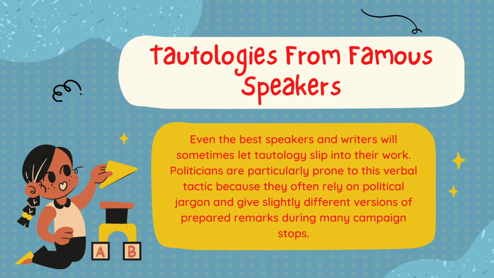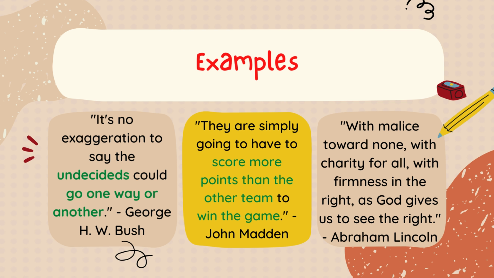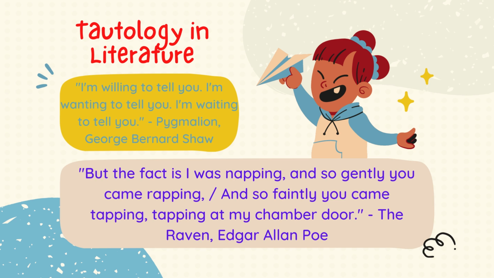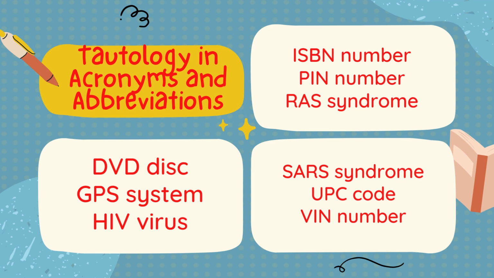Now we have here tautologies. Toward none and charity for all. Tautology in literature is the same. We have discovered by Pooh. Pooh found it. When you say discovered, we refer to something that has been found. And to be or not to be, that is the question by William Shakespeare, a famous phrase from Hamlet. We have, I'm really tapping at my chamber door by Edgar Allan Poe from The Raven.